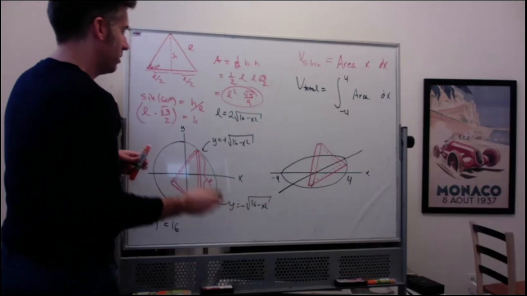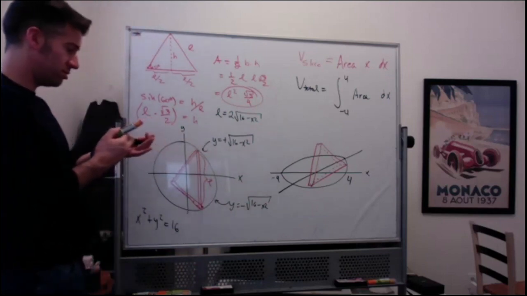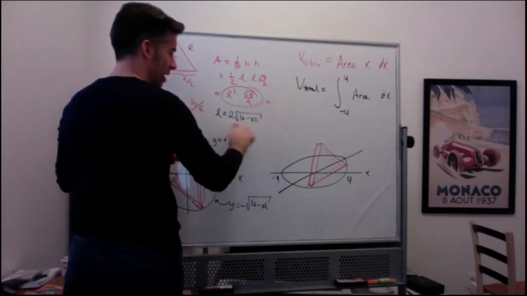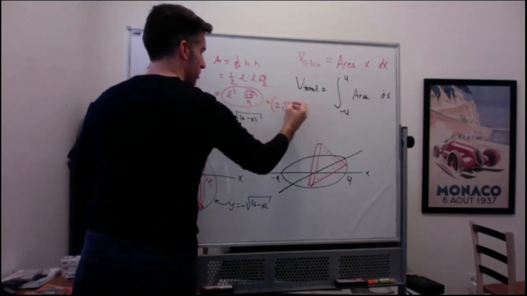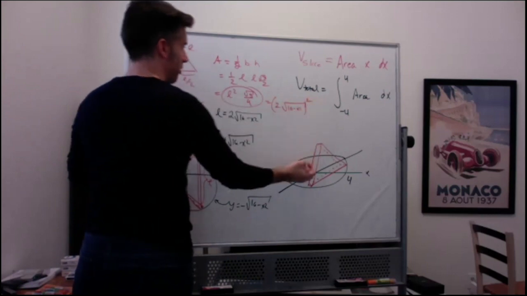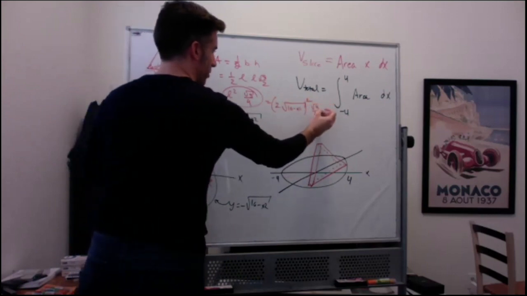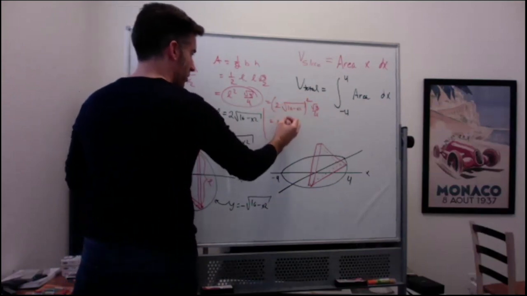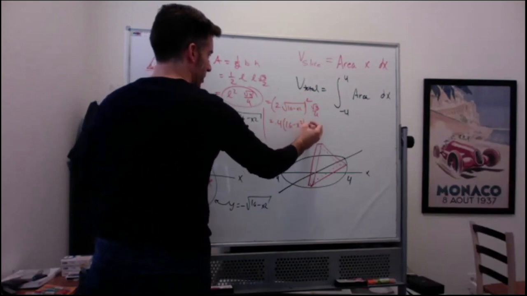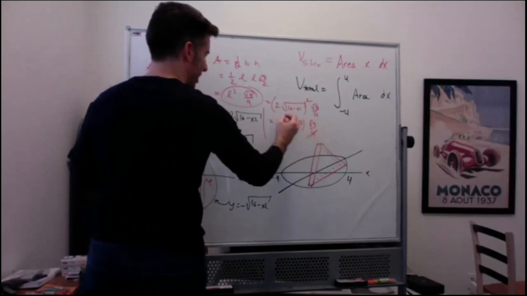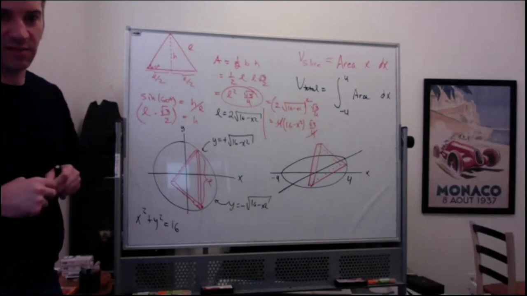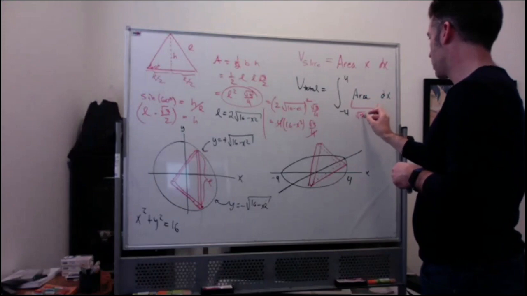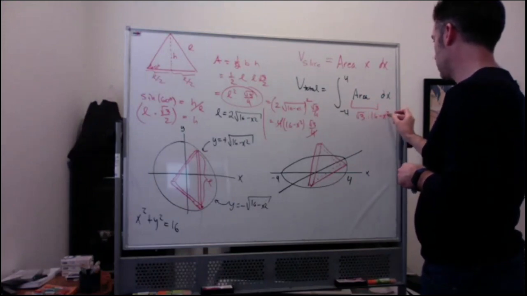And then the area of the equilateral triangle is L squared times root 3 over 4. This ends up being 2 squared, which is 4, times 16 minus x squared, times root 3 over 4. The 4s cancel, and you get root 3 times 16 minus x squared. And that's what's going to go right here: root 3 times 16 minus x squared.